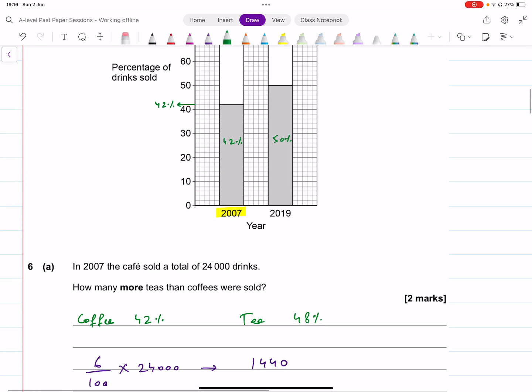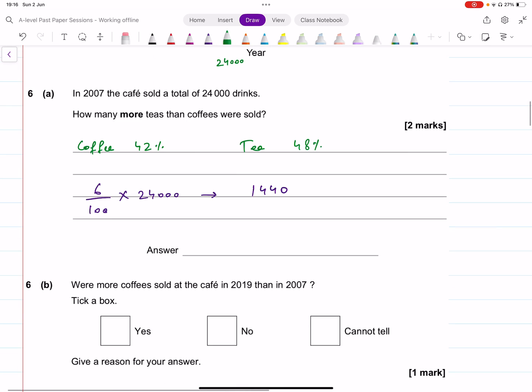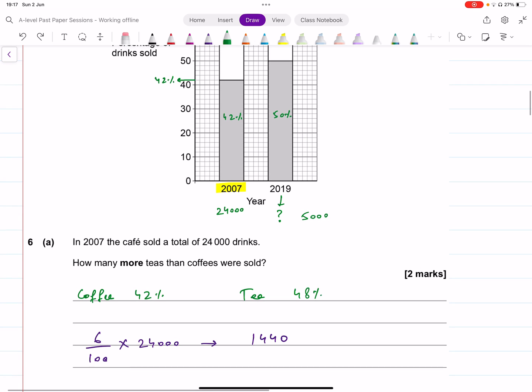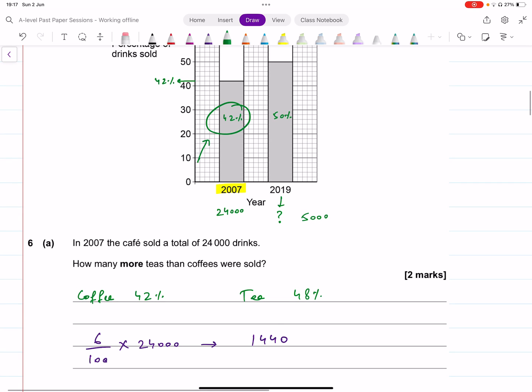In 2007, the total number of drinks was 24,000. However, the problem is we do not know what the total number in 2019 was. So if in 2019, for instance, the total sales were 50,000, this percentage would obviously be bigger. But if in 2019, the number of drinks sold in total was much lower, if that was 5,000, 50% of 5,000 would be lower than the number of coffees sold in 2007.